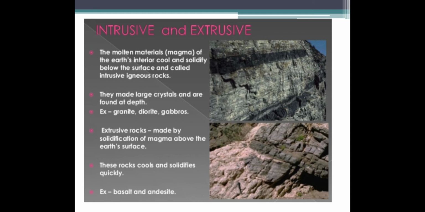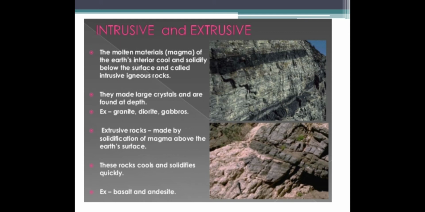They make large crystals and are found at depth. Crystals means big crystalline crystals. You have seen this kal sakre. Like that, the big crystals are formed and they are found at depth. They do not come out, they are internal. They come from deep down, and at some level they solidify. Examples of intrusive rocks are granite, diorite, and gabbro.